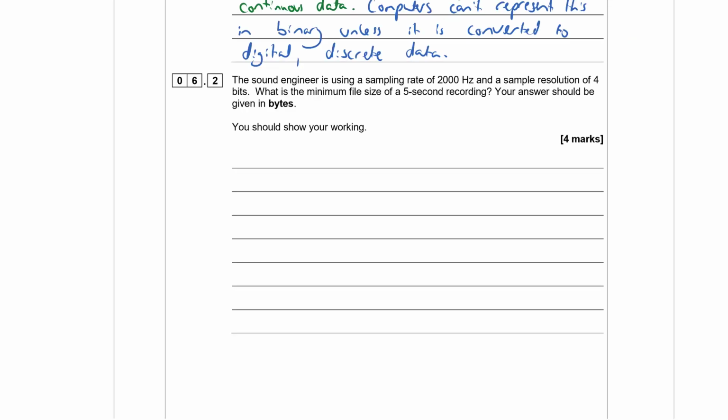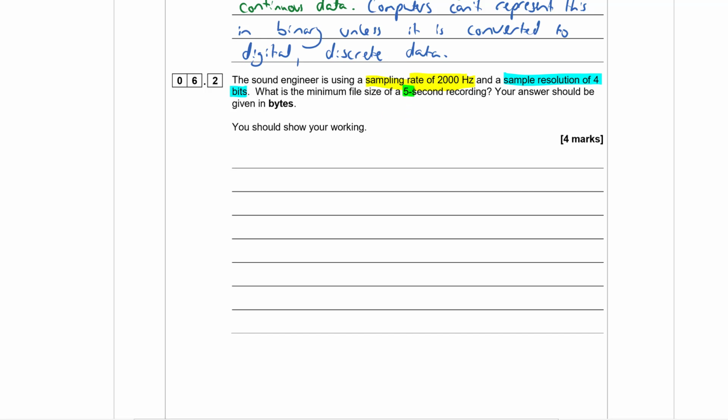The next part is a very typical question again, which you'll get a similar one for images as well. So working out the file size given a few different values. So the sound engineer is using a sampling rate of 2000 Hertz. I tried to highlight that properly. A sample resolution of 4 bits, and it is 5 seconds long.